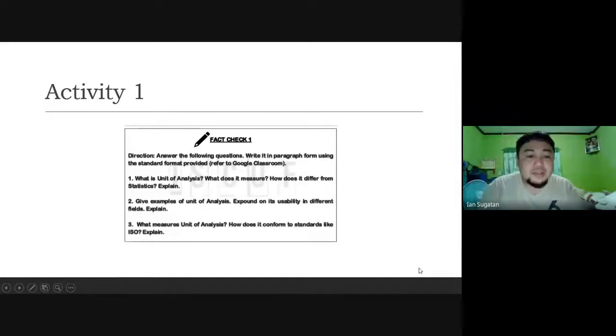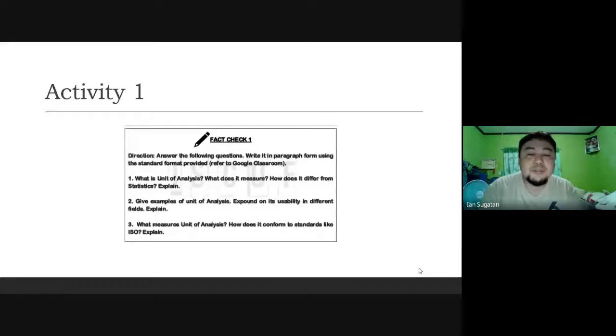So the first question is, what is the unit of analysis? What does it measure? And how does it differ from statistics? You have to explain this. Last time, during our essay test activity, I gave you a word limit. This time, it's all up to you, guys. However many words you would use to answer the question, so that you won't be pressured there.